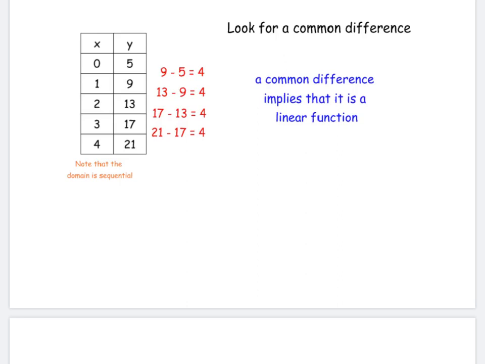This table has a common difference because if we're looking at the values for y, if you subtract each one and the one previous, you come up with 4. So when you get a common difference when you are looking at a table, then you have a linear function.